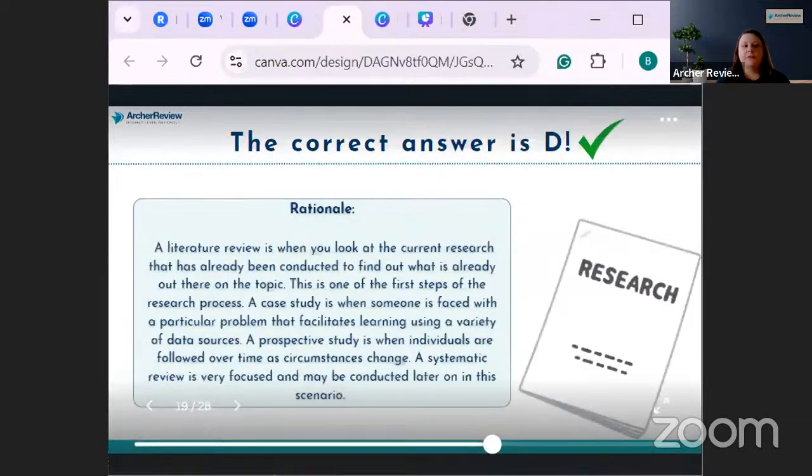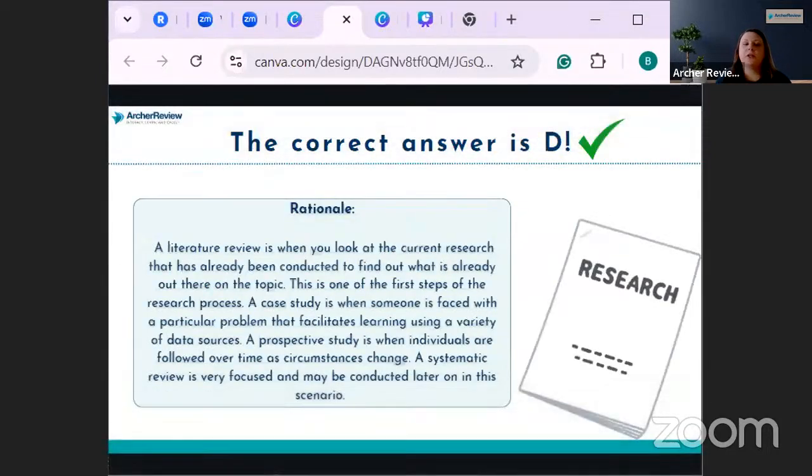Absolutely. A literature review. So the literature review is when you look at the current research that's already been conducted to find out what's already out there on the topic. So remember at the beginning, we talked for just a minute about how maybe you have to start kind of low and go slow a lot of times. And so we're just gathering our resources together. This is one of the first steps of the research process.